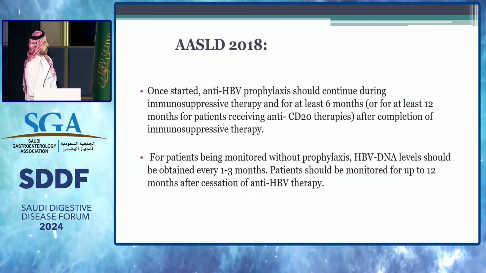So once you start the prophylaxis, you should continue during immunosuppression therapy, and for at least 6 months, or at least 12 months if you're using CD20. And for patients being monitored without prophylaxis, DNA levels should be done every 1 to 3 months, and they should be monitored for up to 12 months after cessation of anti-HBV therapy, as the reactivation can also follow discontinuation of these immunosuppressions.